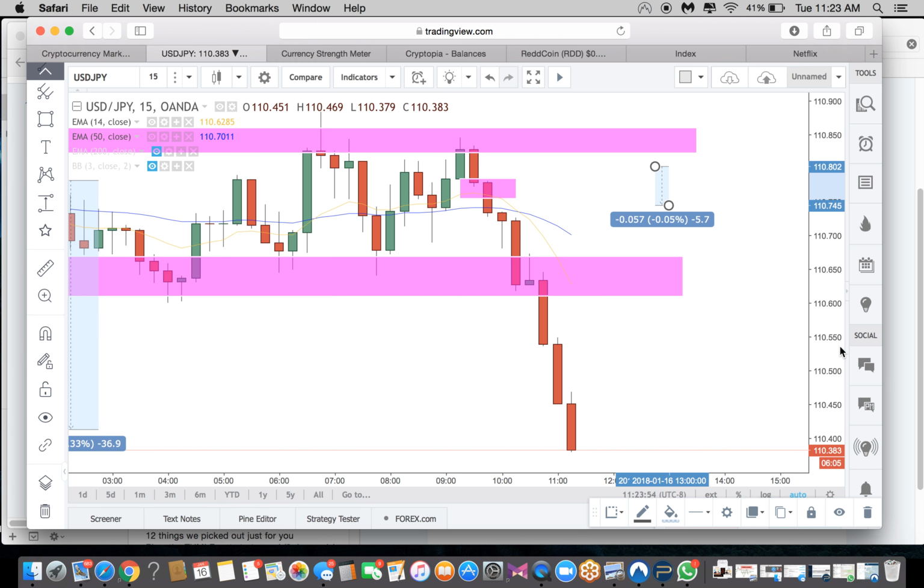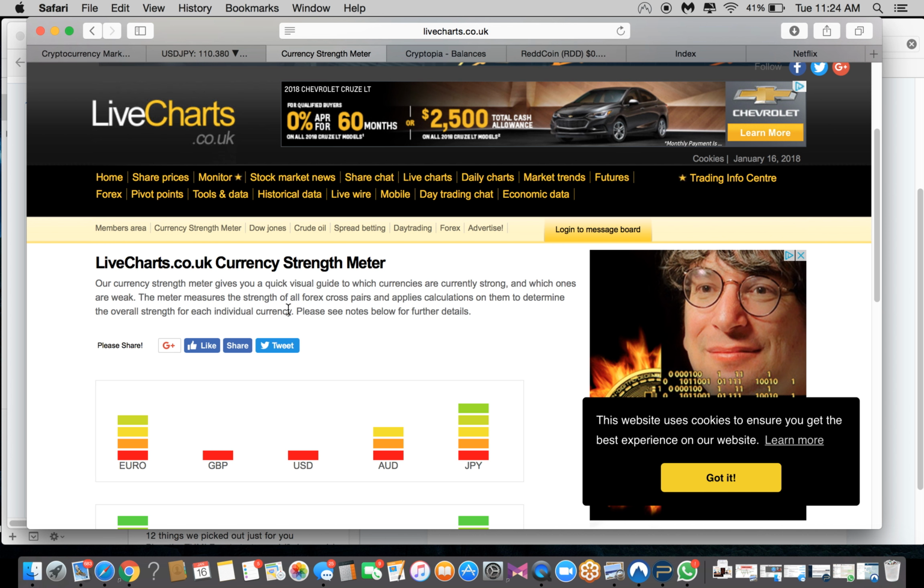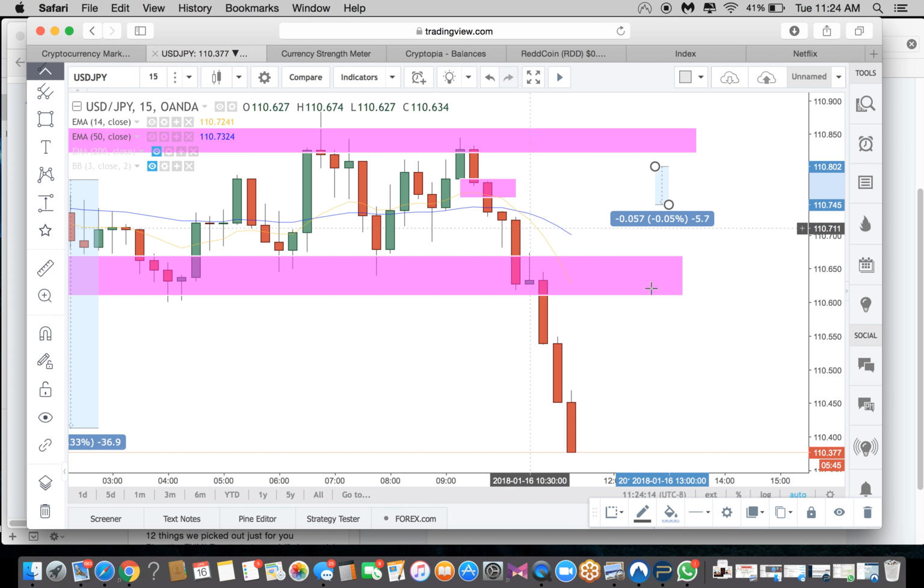As soon as I see this rejection, the currency meter was going in favor of the Japanese yen. If you're looking at it like a scale, the Japanese yen is stronger, so we're going down, right? The US dollar was much weaker. As you can see, the US dollar is real weak, the Japanese yen is real strong. So I'm just following the momentum, right?